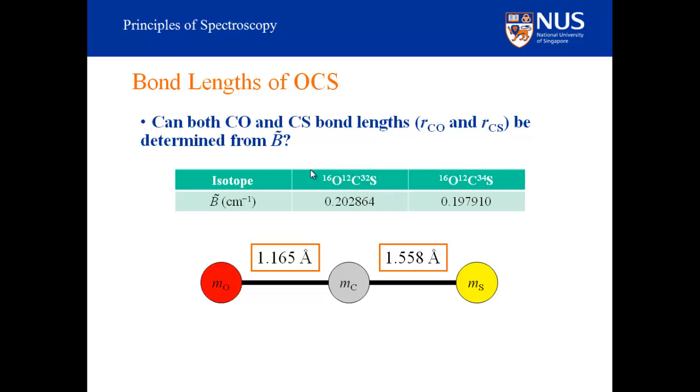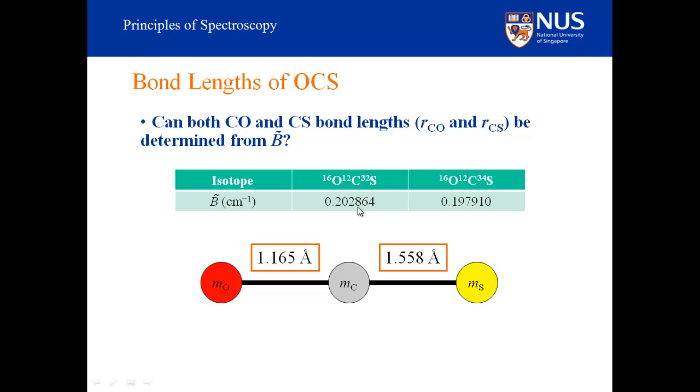This O16C12S32 has a rotational constant of 0.202864 wave numbers. But the moment of inertia has two unknowns in it, the two bond lengths. So we can't solve the system from one value of B. We need two values of B.